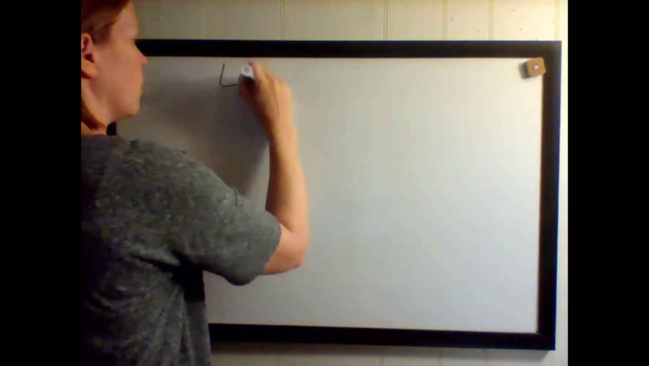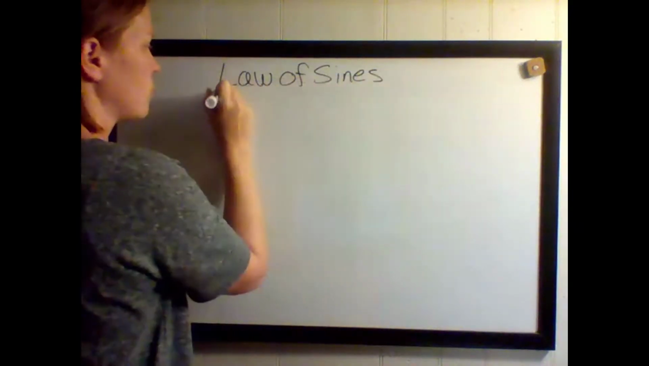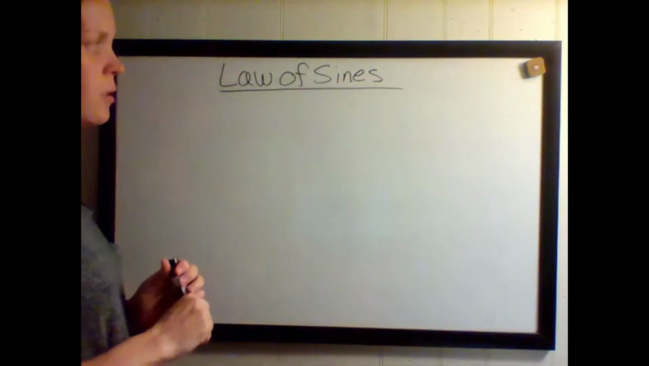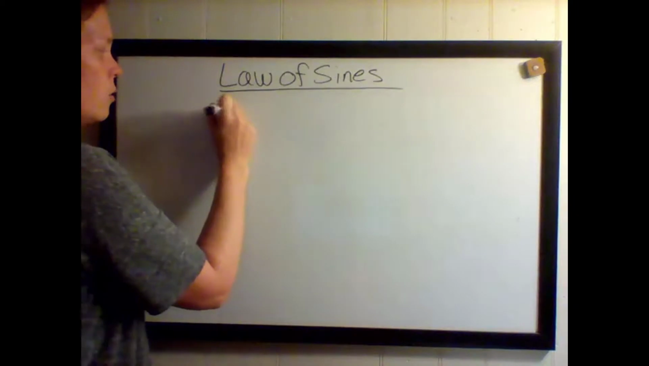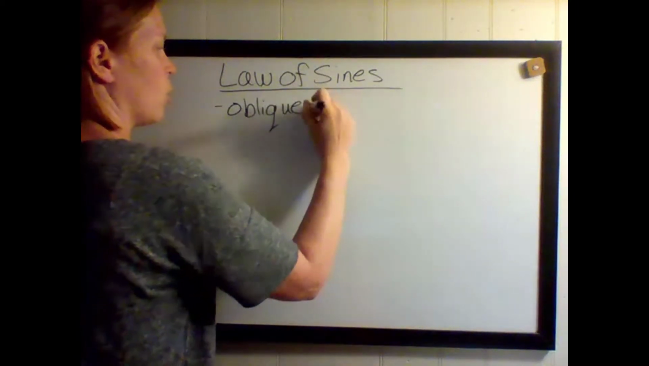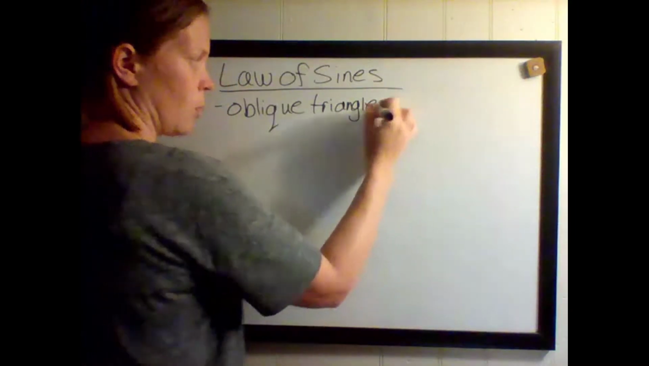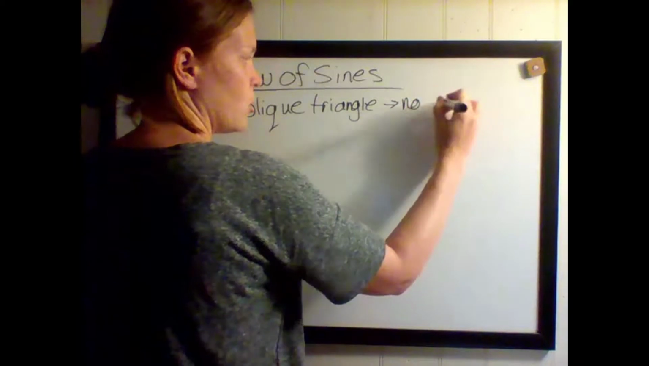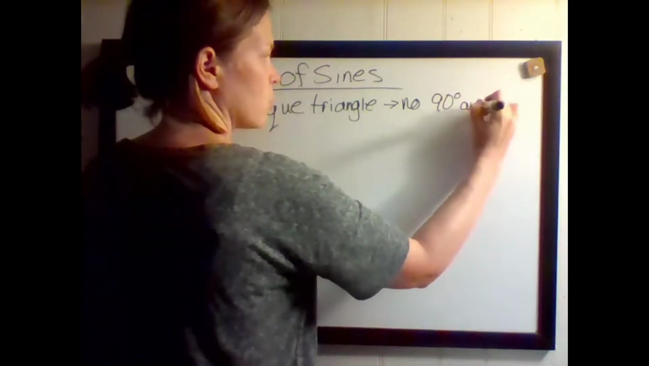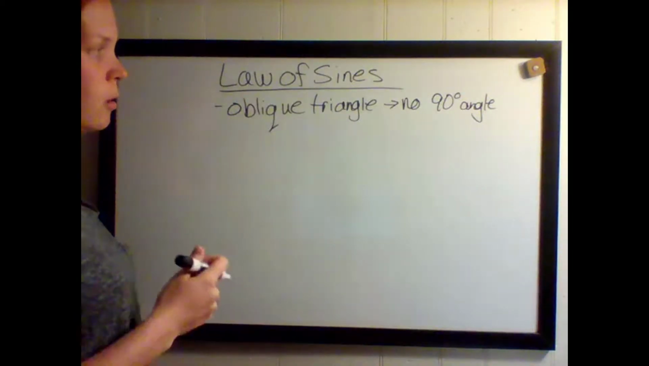So we're going to first look at the law of sines. And what we use the law of sines for is to solve unknowns in an oblique triangle. Oblique triangle, which means a triangle that has no 90-degree angle. So typically, if we have a right angle, then we call that a right triangle.